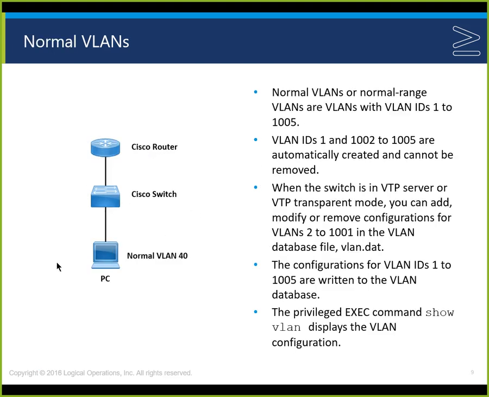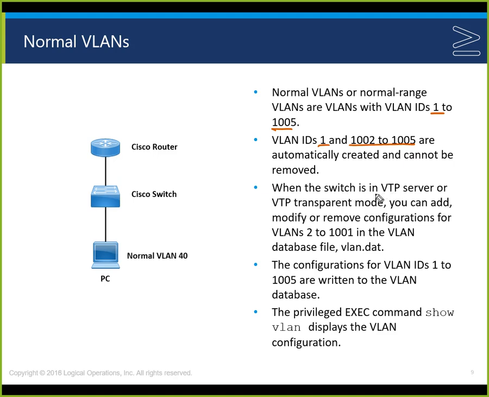So VLANs themselves, the normal VLAN ranges, and these are the kind of questions that are easy multiple choice questions. VLAN 1 to 1005, with 1 and 1002 to 1005 automatically created and cannot be removed. They're there. The 1002 to 1005 are like token ring and a number of other ones. Well, I'll get a switch up here in just a second.